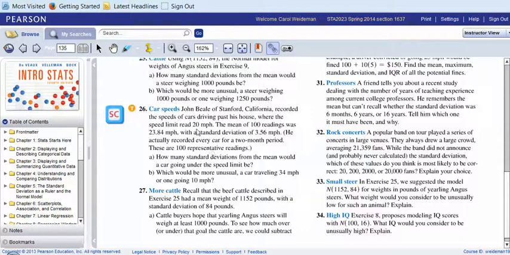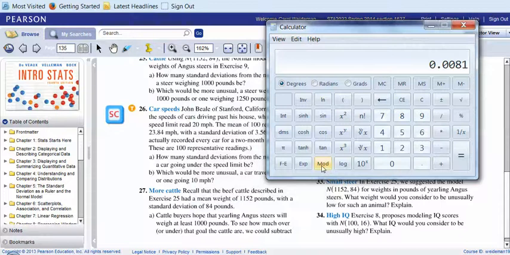Okay, so a car going under the speed limit would be going 20 miles or less. And we don't actually need StatCrunch. We can just use a calculator to do this. So I'm going to go ahead and find the z-score for a car going 20 miles per hour. I take the car speed of 20 minus the mean, which was 23.84, and then divide by the standard deviation, which is 3.56. So that car is about 1.08 standard deviations below the mean.